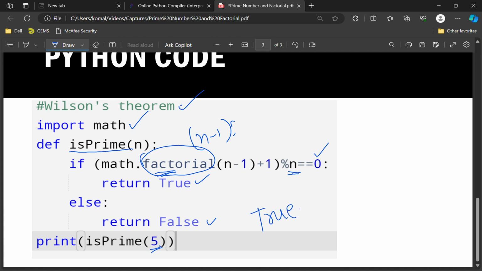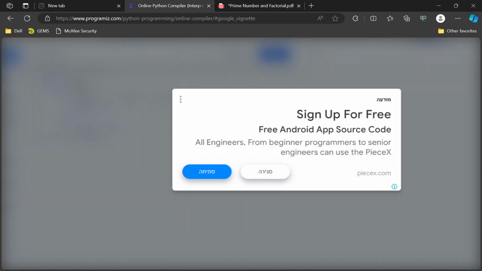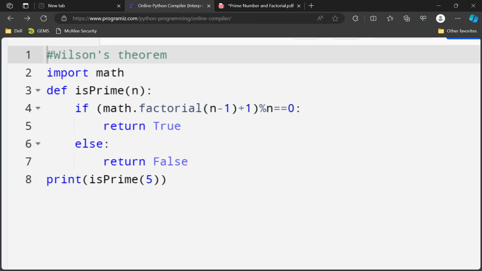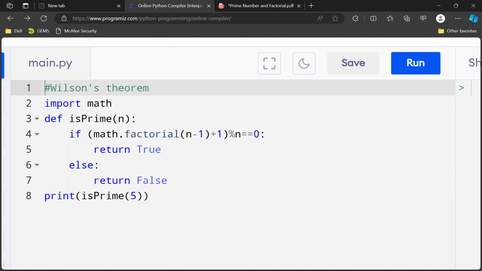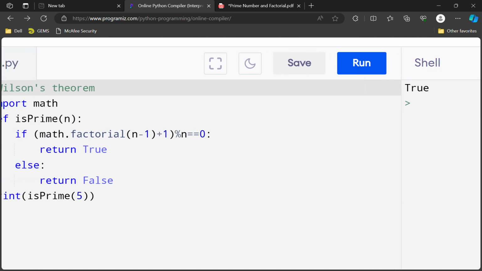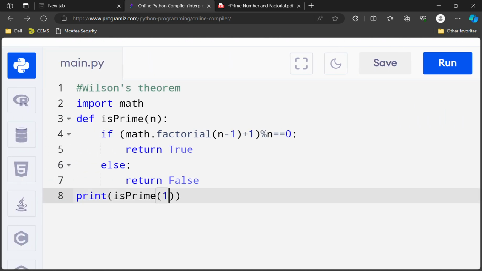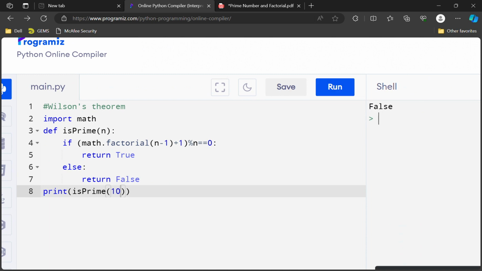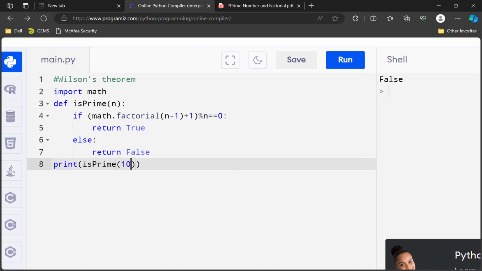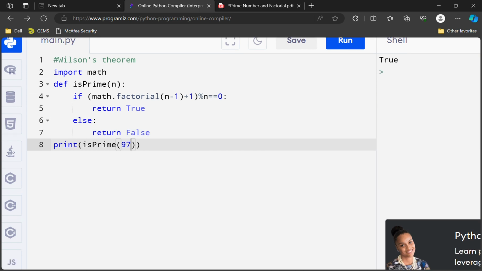Okay, let us quickly check this one through Python code. The Python code is written like this. We have already discussed how it will work. Now let me run this code. So what is the answer we got? True. Okay. Let me change the number. Let me give this as 10. Let me run the code again. What is the answer we got? False. Okay. Let me give 97. It is a prime number. We must get true. Yes, it is working perfectly.